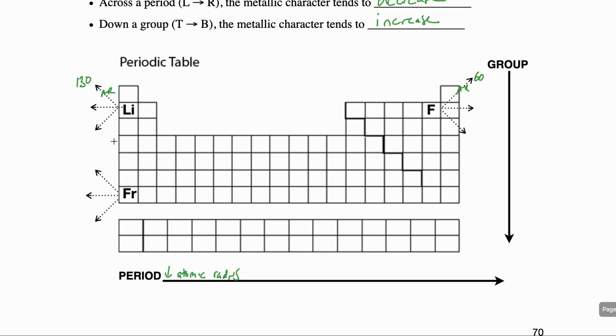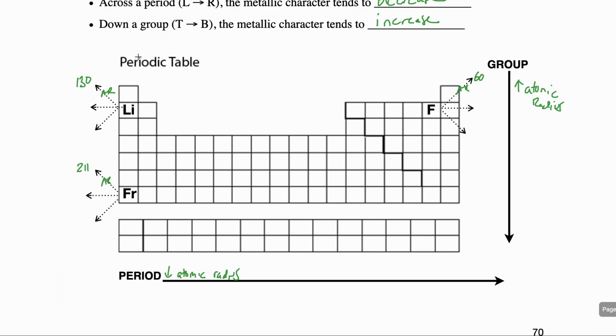Okay? And then we take a look down a group where lithium starts the alkali metals down to francium. We already know that lithium's atomic radius is 130, and when you look on Table S and find francium's atomic radius, it is 211. So we go from 130 and moving down a group to 211. As we go down a group, the atomic radius increases. So we see an increase in the atomic radius.